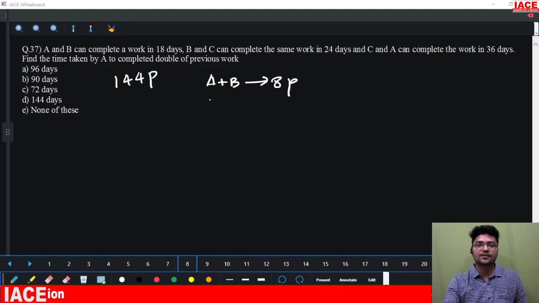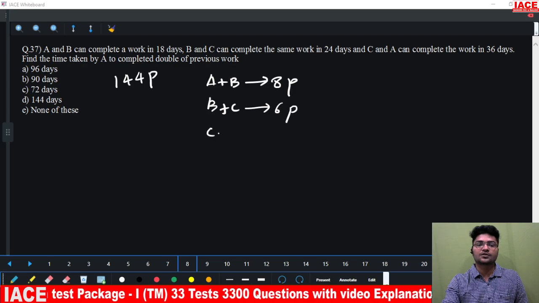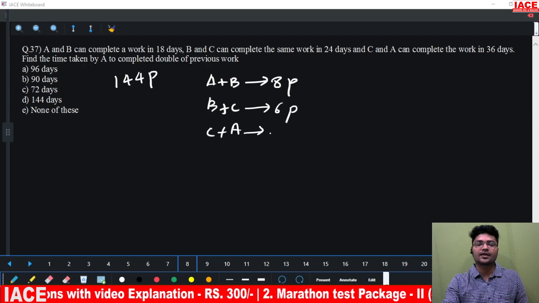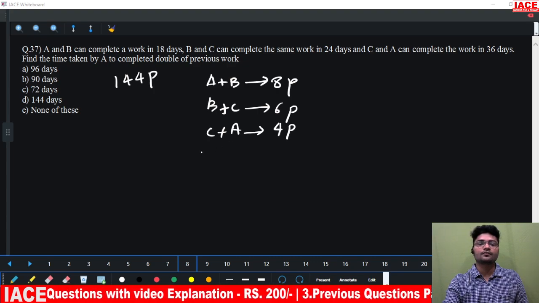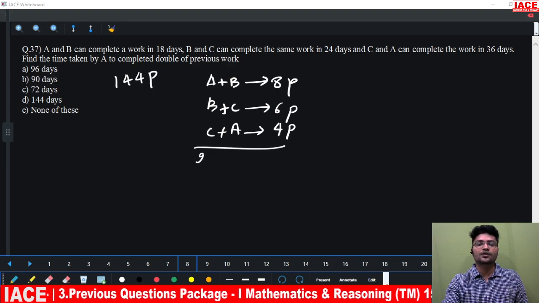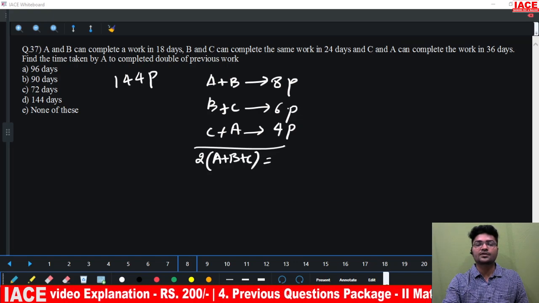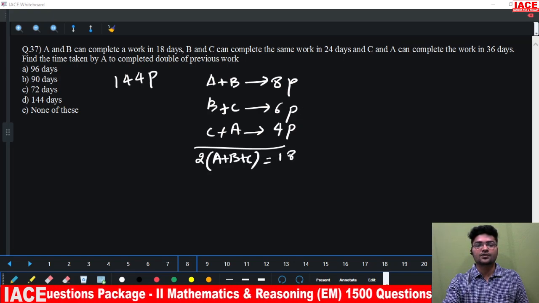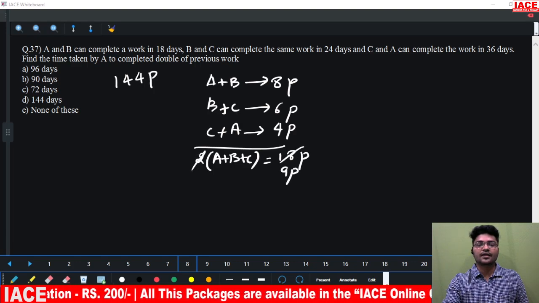What about B and C? B and C in one day will complete 6 parts. What about C and A? C and A in one day will complete 4 parts. So if I add all of them, I'll get twice of A plus B plus C is equals to 8 plus 6 plus 4. This is 18 parts. So what we have is A plus B plus C is 9 parts.